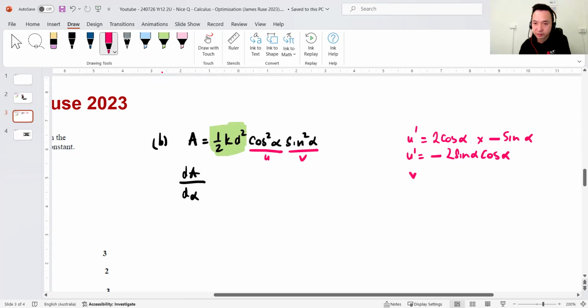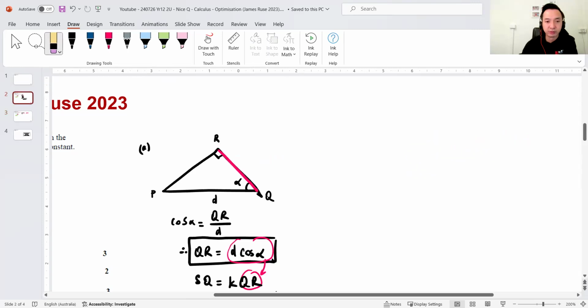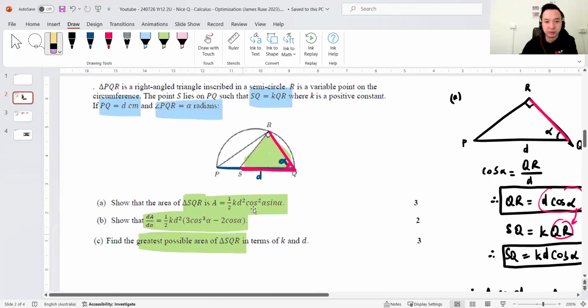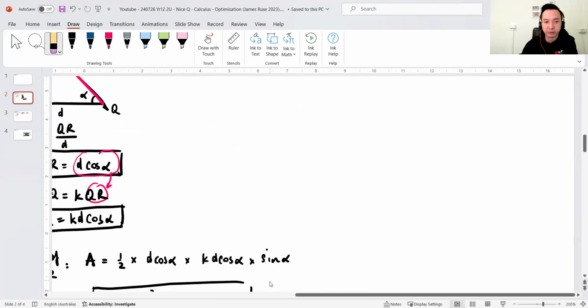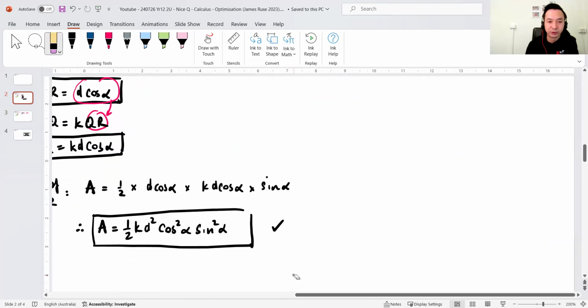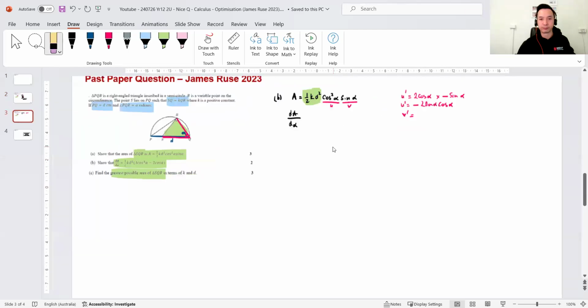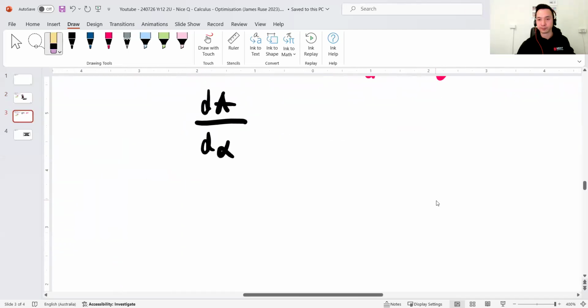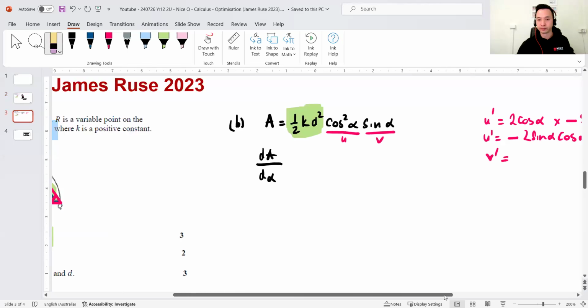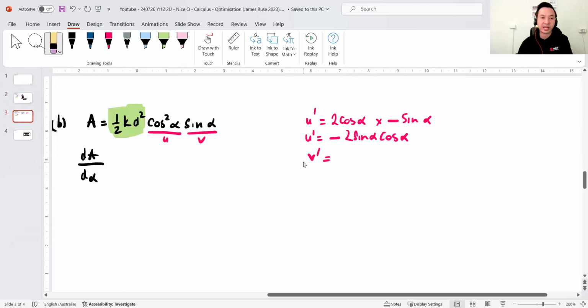And then V dash. Oh, there's no squared. Don't know why there's a squared on the side. I don't think there is. Let me just check. No, and certainly not from my working out. I remember there was only one sine. Yeah, there should be no squared. Okay, perfect. Okay, zoom in there. So V dash is the derivative of sine, which is just cos. Perfect, right?